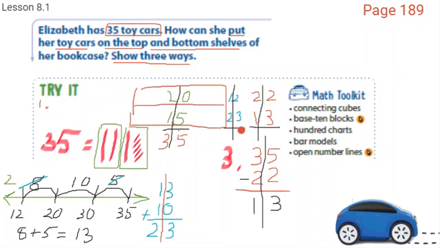2 plus 3 is 5. And 1 plus 2 is 3. Or 1 10 plus 2 tens is 3 tens. So that's 35. Look at that. Again here, 2 ones plus 3 ones is 5. And 2 tens plus 1 10 is 3 tens. So they all add up to 35 there. We validated our answers. Those are 3 different ways. What are your ways?